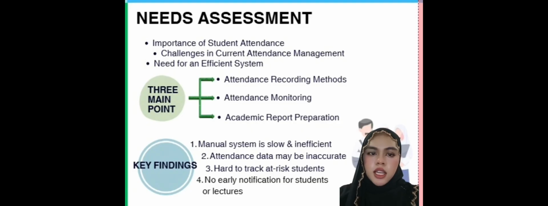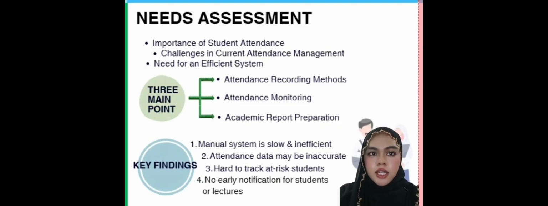The second is that attendance data may be incorrect. Another finding is that attendance data may not be fully accurate. Manual recording can lead to mistakes, such as marking the wrong student or missing attendance records. These errors can affect decision making and student evaluation.